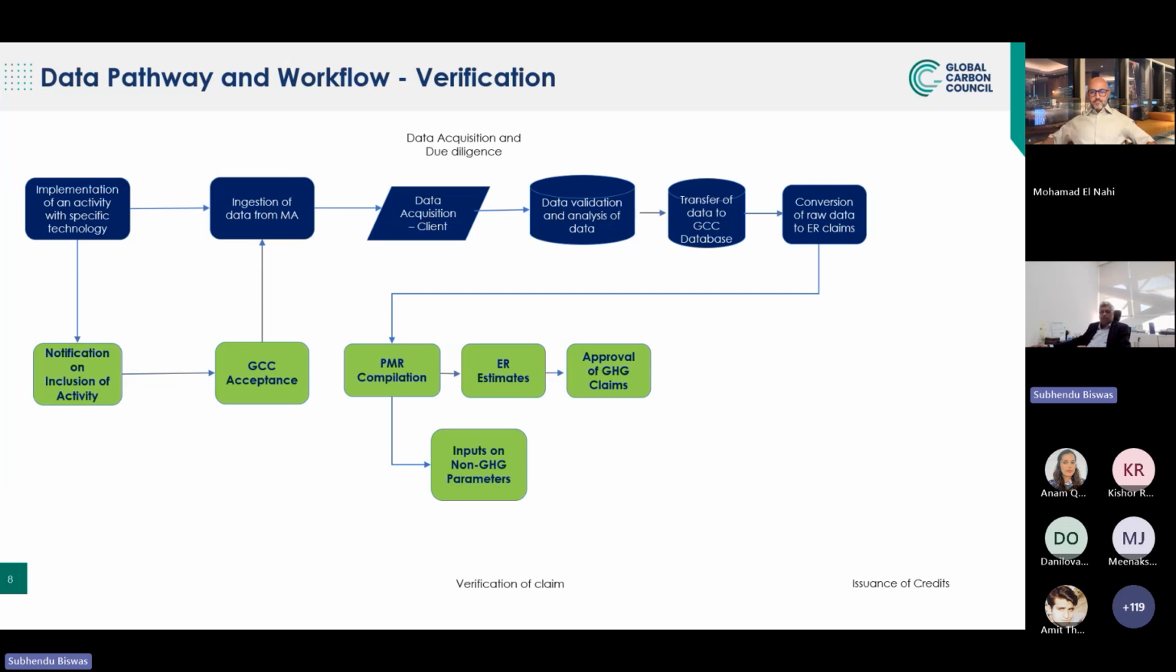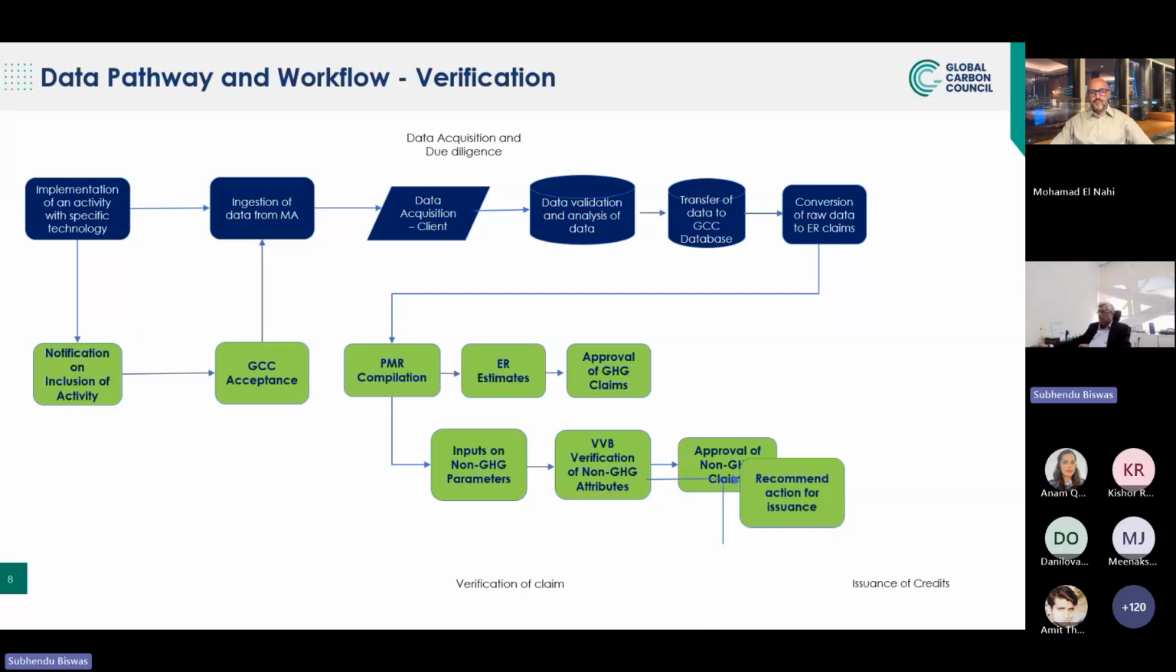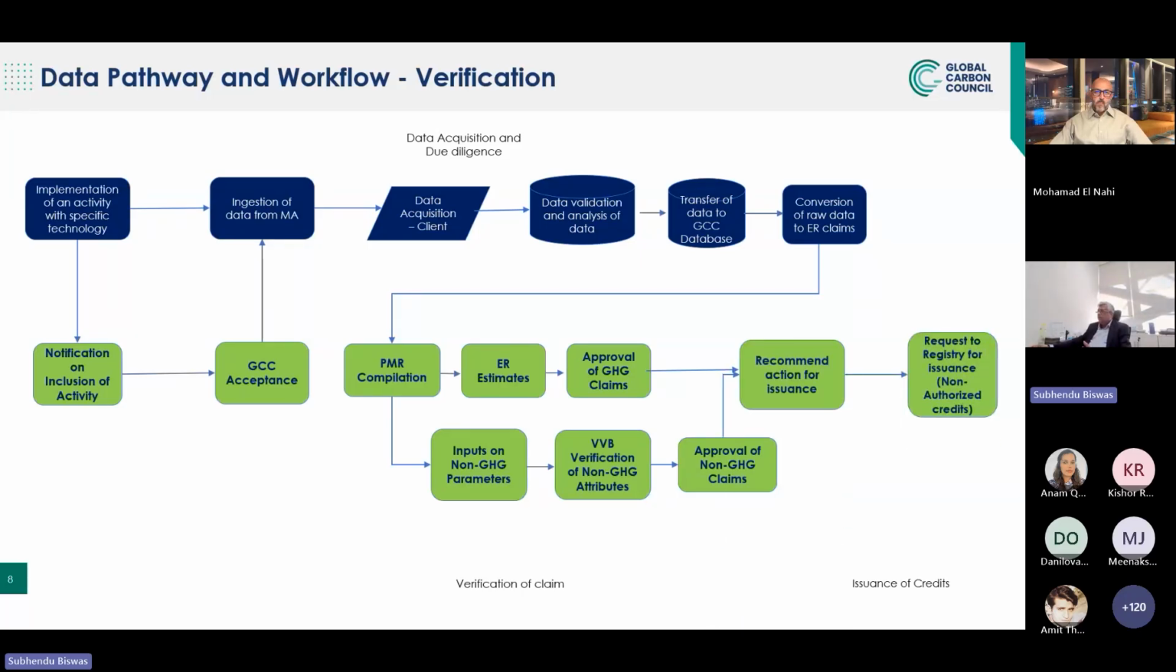There is a non-GHG part of the whole story. So we would need some inputs on the non-GHG, like environmental safeguard, social safeguard, SDG impacts. There would be a verification needed for that because this is not an automated one. It would need an approval of non-GHG claims. The moment we have an approval of both the parts, the GHG and the non-GHG part, this will come for a recommendation for issuance. Now, depending upon if it's a non-authorized credit, we can directly issue it, not an issue. If it's an authorized credit, then it would need a host country approval.